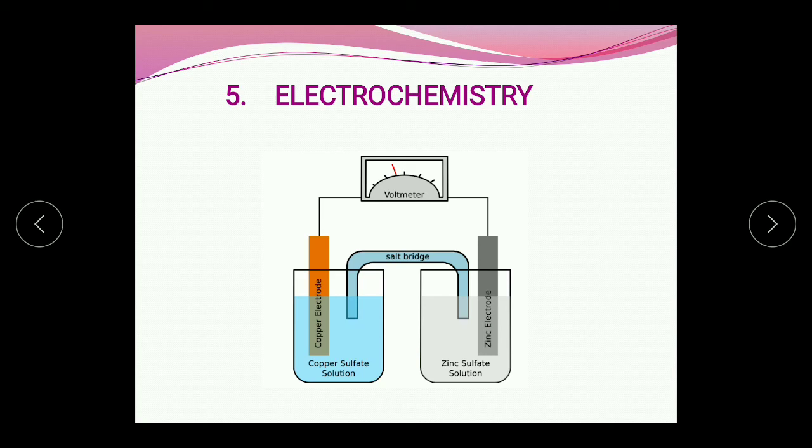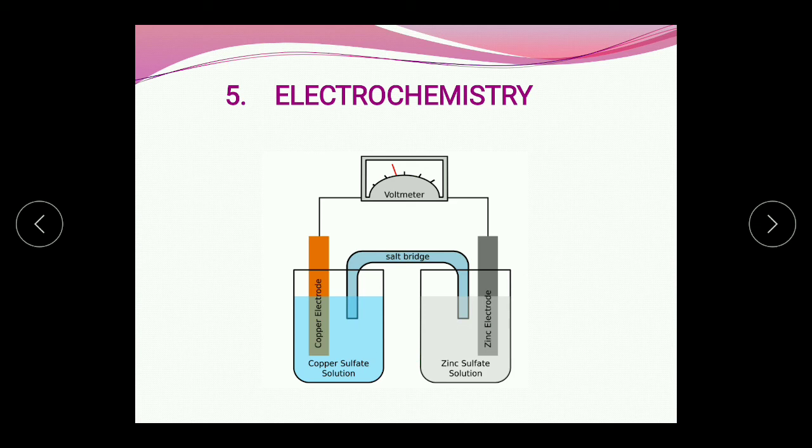First and most important thing is the definition of electrochemistry that we learned: the study of interconversion of two types of energies, that is electrical energy and chemical energy. So these two types are interconvertible. Chemical energy can be converted into electrical energy, in the same way electrical energy can be converted into chemical energy, and both these interconversions are important and are studied in this branch of chemistry, which is known as electrochemistry. This is the basic thing.